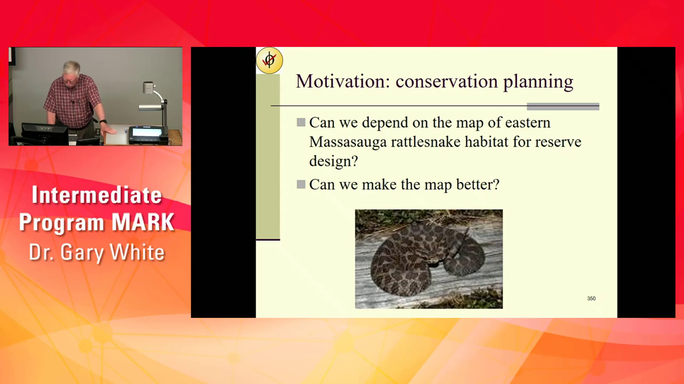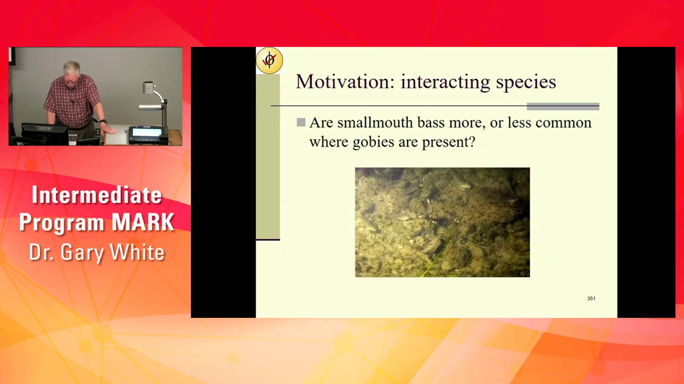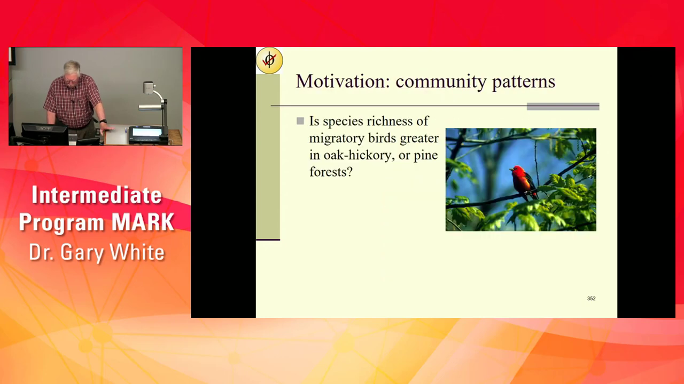Rattlesnakes, smallmouth bass, interacting species, community patterns, species richness of migratory birds, greater oak hickory or pine forest. Lots of examples where this stuff has been used.